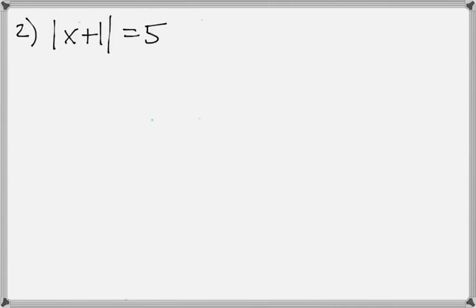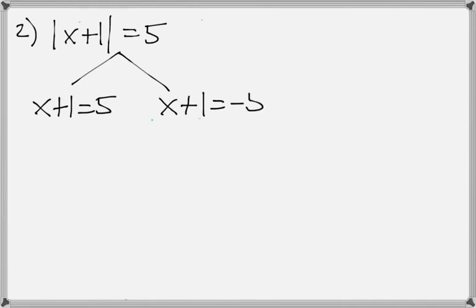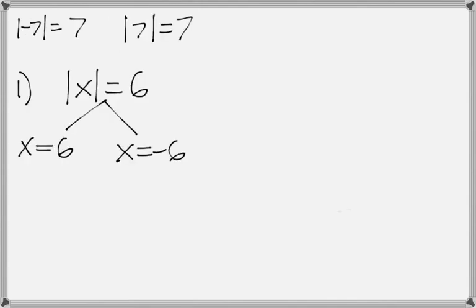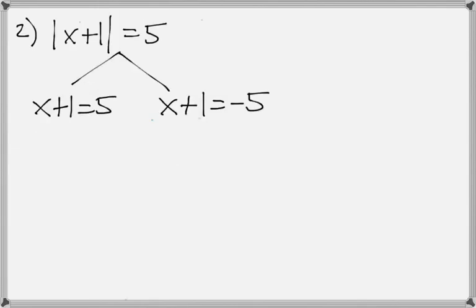So the absolute value is the only thing that's on that side. So I can split this up into two problems, just like I did with the 6 and the negative 6 on the previous one. So this will be x plus 1 is equal to 5. So I got rid of the absolute value bar. And then x plus 1 is equal to negative 5. So just like I split it up on number 1, I'm splitting this problem into two problems and getting rid of the absolute value bars as I do that.